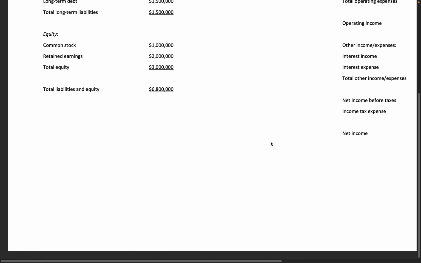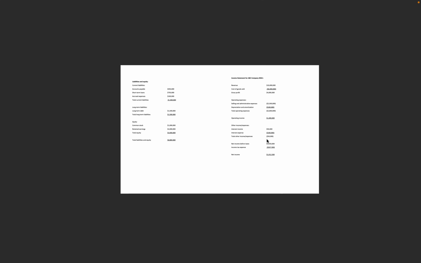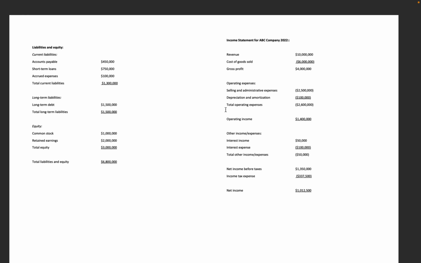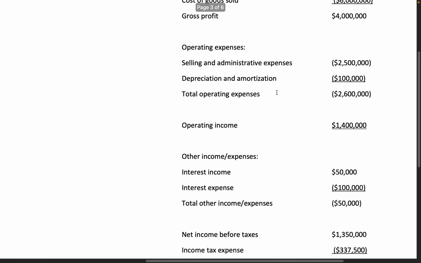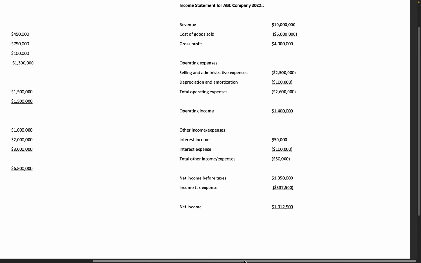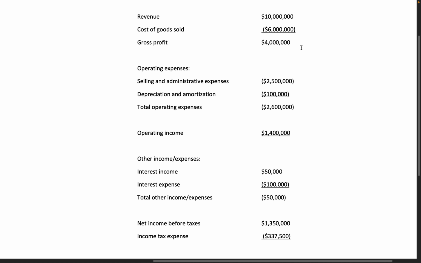Now our next protocol is to look at the income statement. So, income statement for the company in 2022. We can see that we're looking at revenues of 10 million, where the cost of goods sold is 6 million. Our gross profit then would be 4 million.